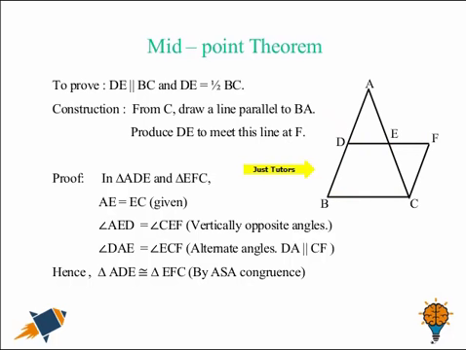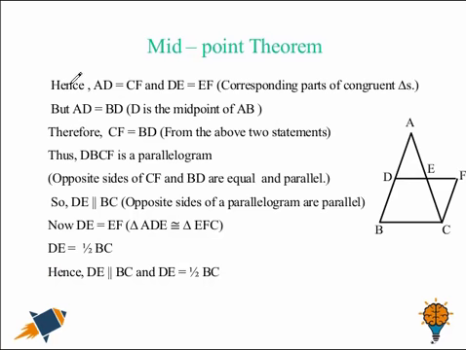And how will we do that? Let's see. We know that E is the midpoint of AC, so AE equals CE. Angle AED is equal to angle FEC because they are vertically opposite angles, and angle DAE is equal to angle FCE, alternate angles, as DA is parallel to CF. So we have proved triangle ADE congruent to triangle EFC by the angle side angle congruence rule. Now let's see what our next step is.